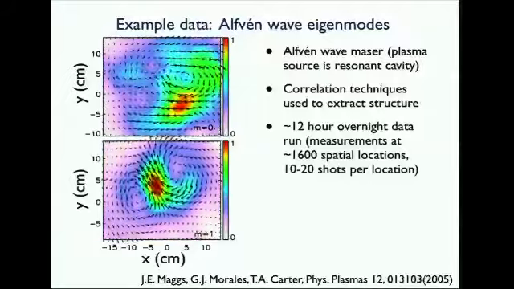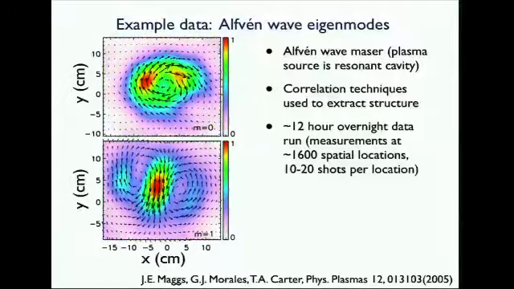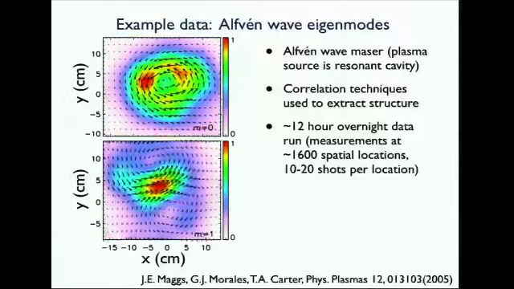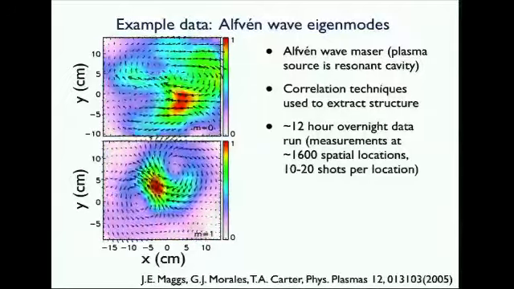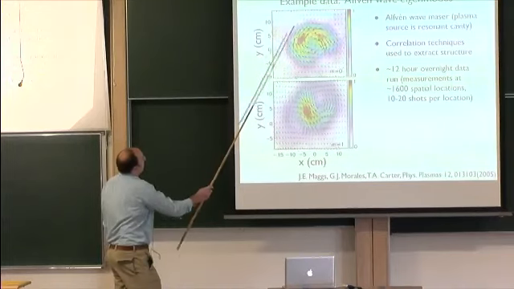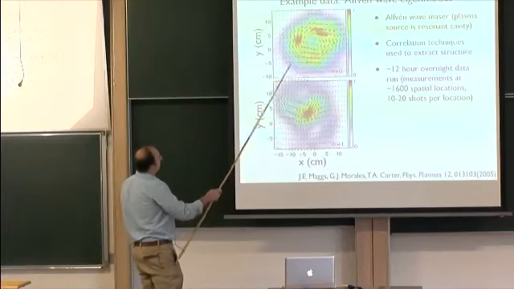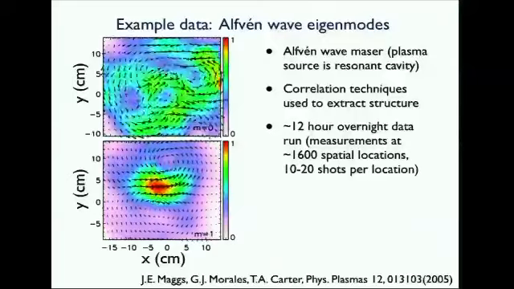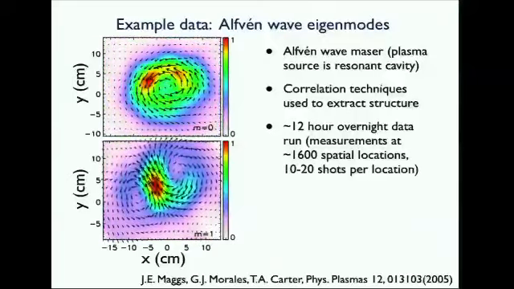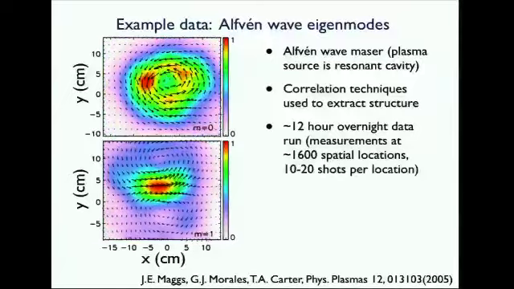All right, so let's show some example data, just to say how we go about taking data. What I'm showing you here is data from this experiment. And these are measurements in the cross-field plane of Alfvén waves. I'll explain what they are in a second. The magnetic field is coming out of the page here. And so I'm showing you measurements of magnetic field, the vectors of the field direction and the colors of the magnitude for Alfvén eigenmodes that exist in LAPD.